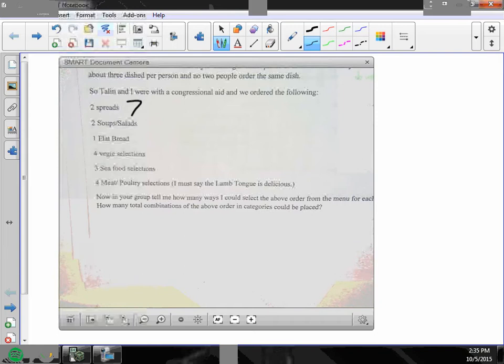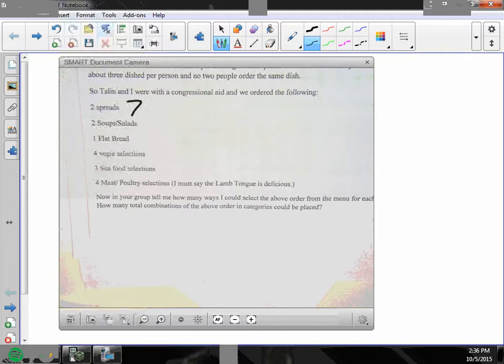Spreads are kind of these cheesy, dippy, yummy appetizer dishes, and they come with toasted bread that's been cut really thinly, or crackers, and you dip it in there and you eat it. So you see hummus in there, that's one of their spreads, and a whole bunch of things that you've never heard of before. So there are 7 of those spreads, and when Tom and Talon went, they ordered 2 of them. Now, I'm not sure which 2 they ordered. All we know is it was 2.